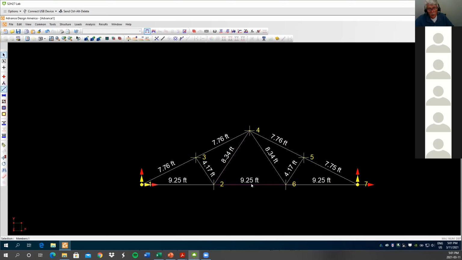In the middle? No, here, because you need to extend this. You need to add a node here. See where I'm pointing here? And you have to add a node there, and then you have to add a member, and then you're going to have to split this one. In other words, first worry about doing your geometry, then assigning your members, assigning your material, making sure that the end conditions are good.